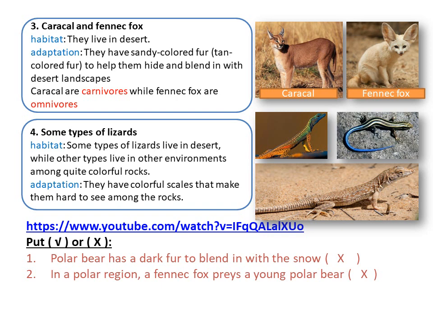Number 2, in a polar region, a fennec fox preys on a young polar bear? Of course not, because fennec fox lives in a different habitat, which is desert, while polar bear lives in the Arctic region.